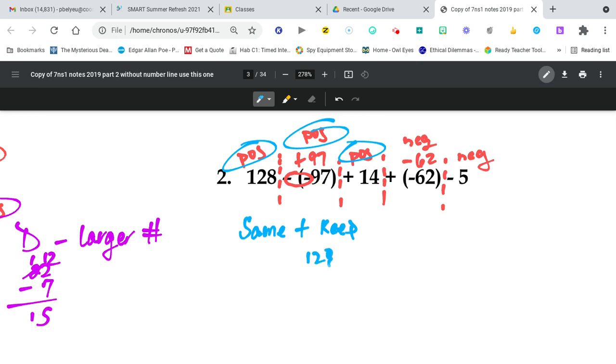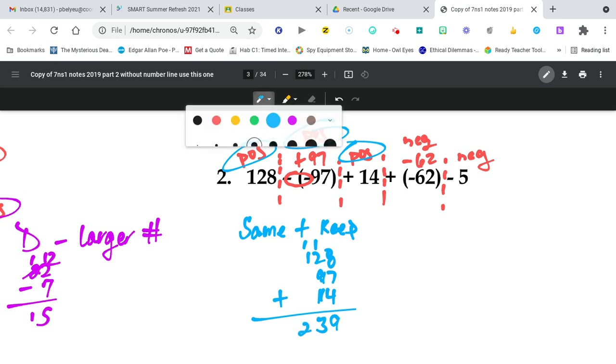So I got 128, I got a 97, and I got a 14. 8 plus 7 is 15. 15 plus 4 is 19. Carry the 1. 1 plus 2 is 3. 3 plus 9 is 12. 12 plus 1 is 13. Carry the 1. So I got 239 positives.